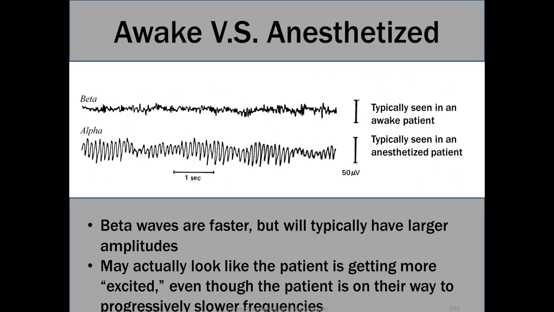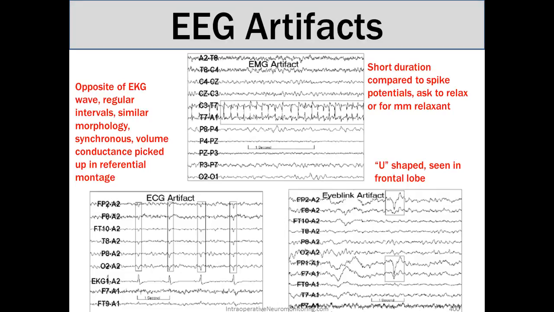The awake versus anesthetized patient. In that picture, we have the beta versus alpha. Beta is typically seen in the awake patient, whereas alpha is typically seen in the anesthetized or lightly anesthetized patient. Beta waves are faster, but will typically have smaller amplitudes. They may actually look like the patient is getting more excited, even though the patient is on their way to progressively slower frequencies. Here we have EEG artifacts.